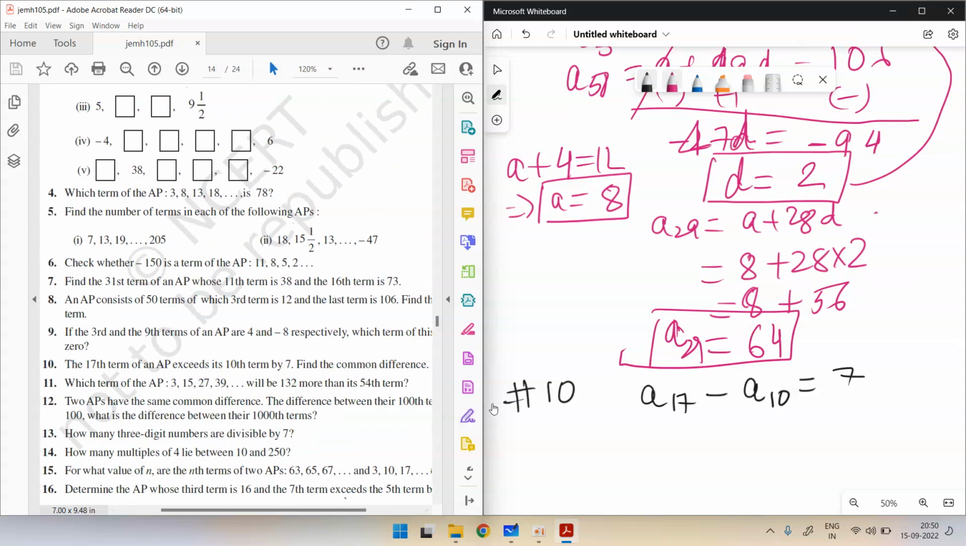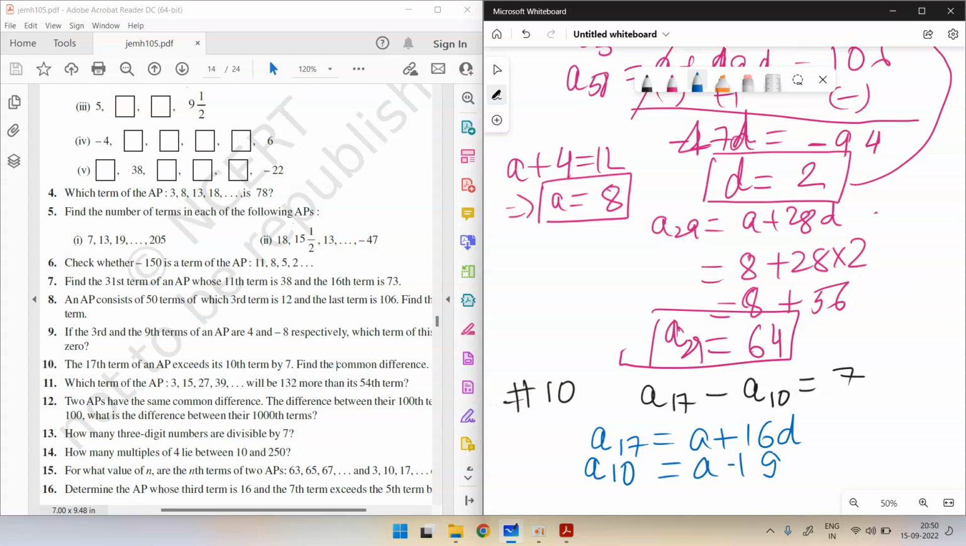So you know that a of 17 is a plus 16d. Why? Because it is a plus (n minus 1)d, in place of n, 17, and 17 minus 1 is nothing but a plus 16d. I will directly write it. You need to write the formula and then put the values. And a of 10 is nothing but a plus 9d. Why a plus 9d? Because a plus (10 minus 1)d, and 10 minus 1 is 9.